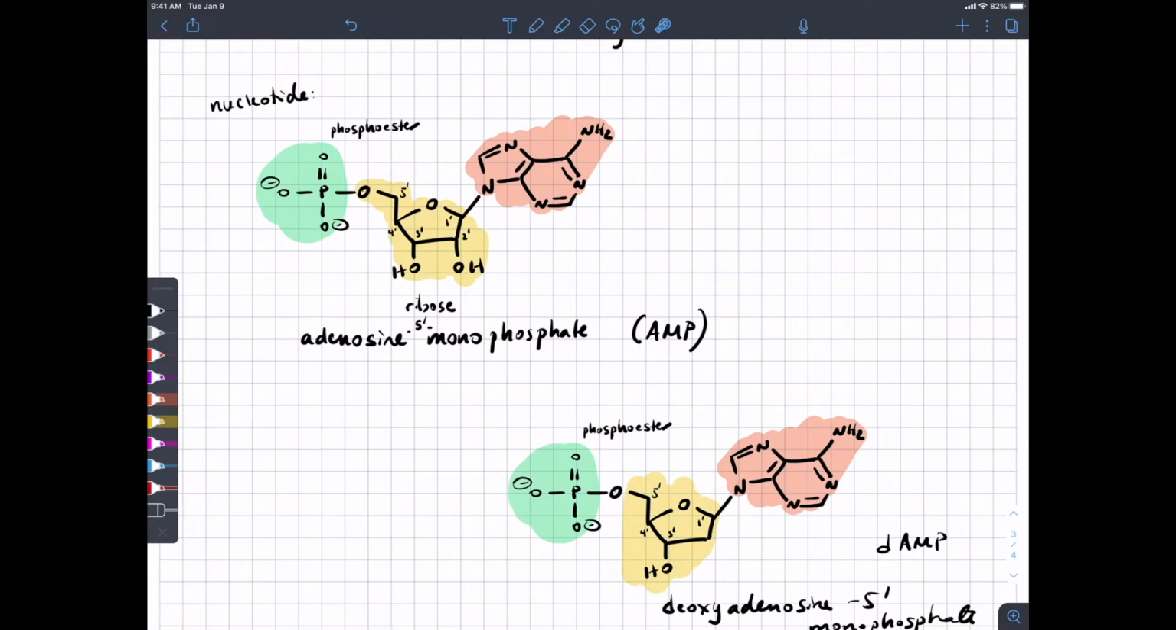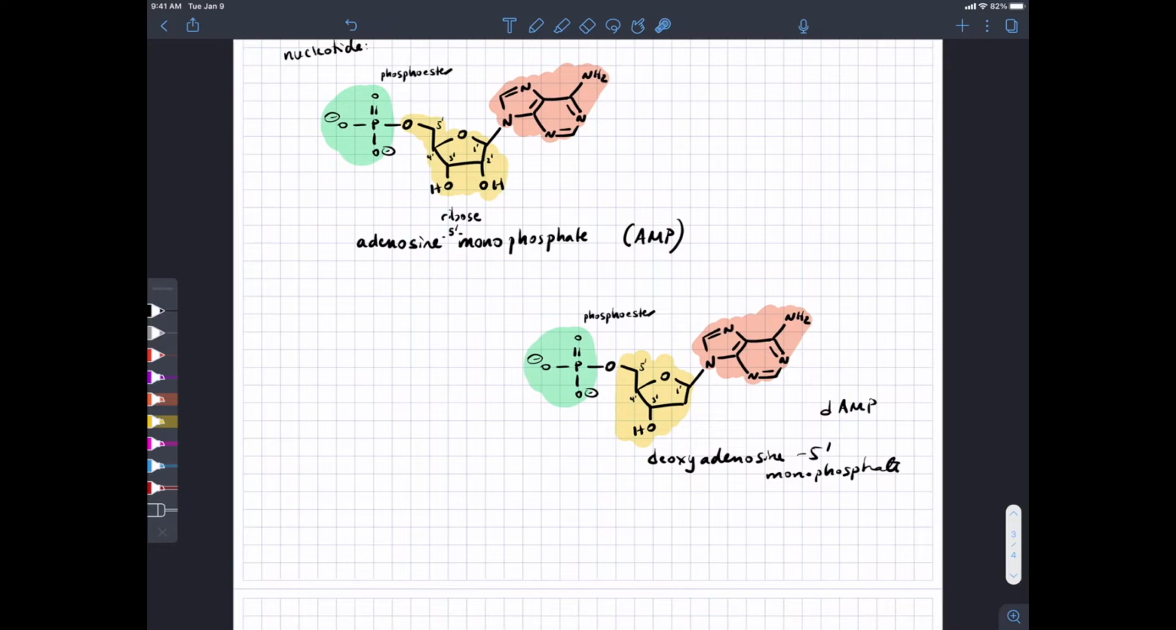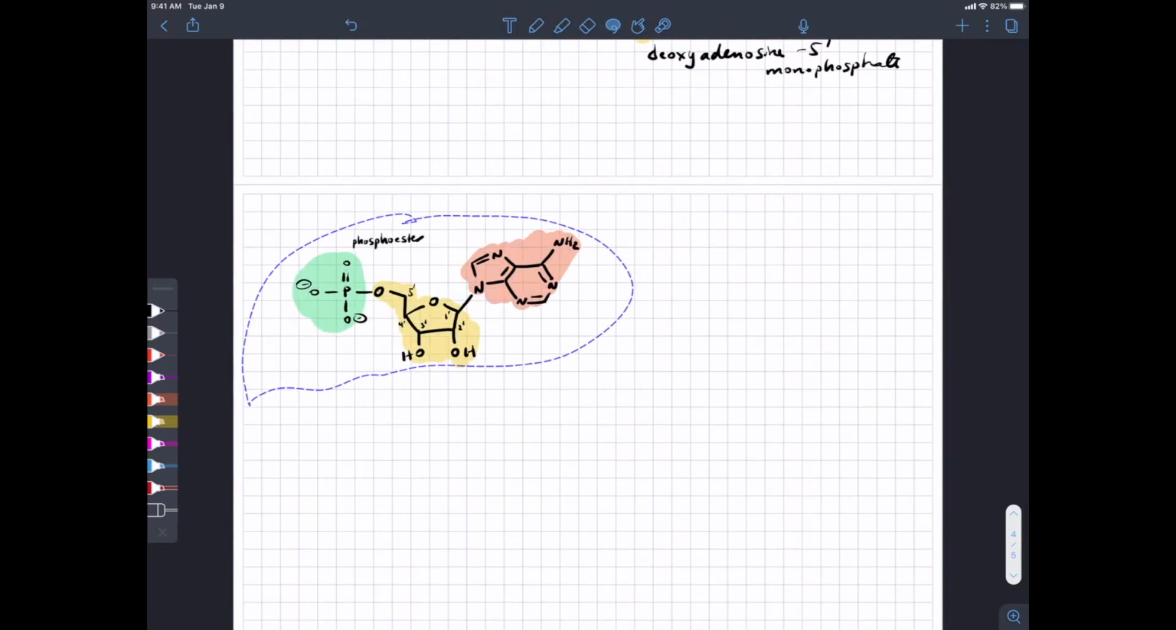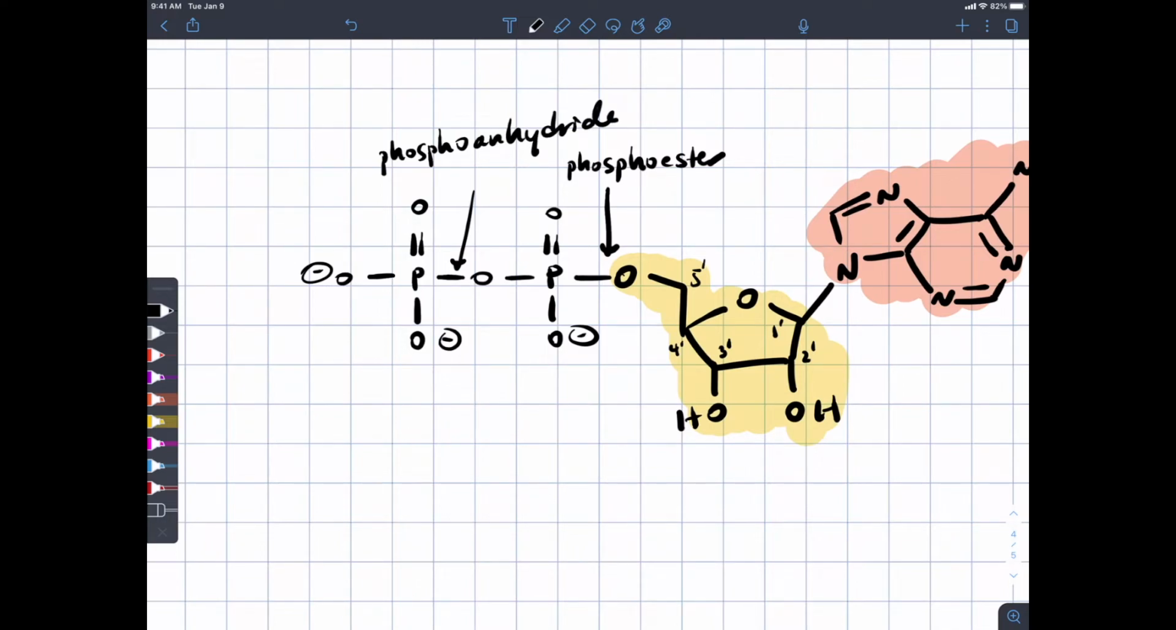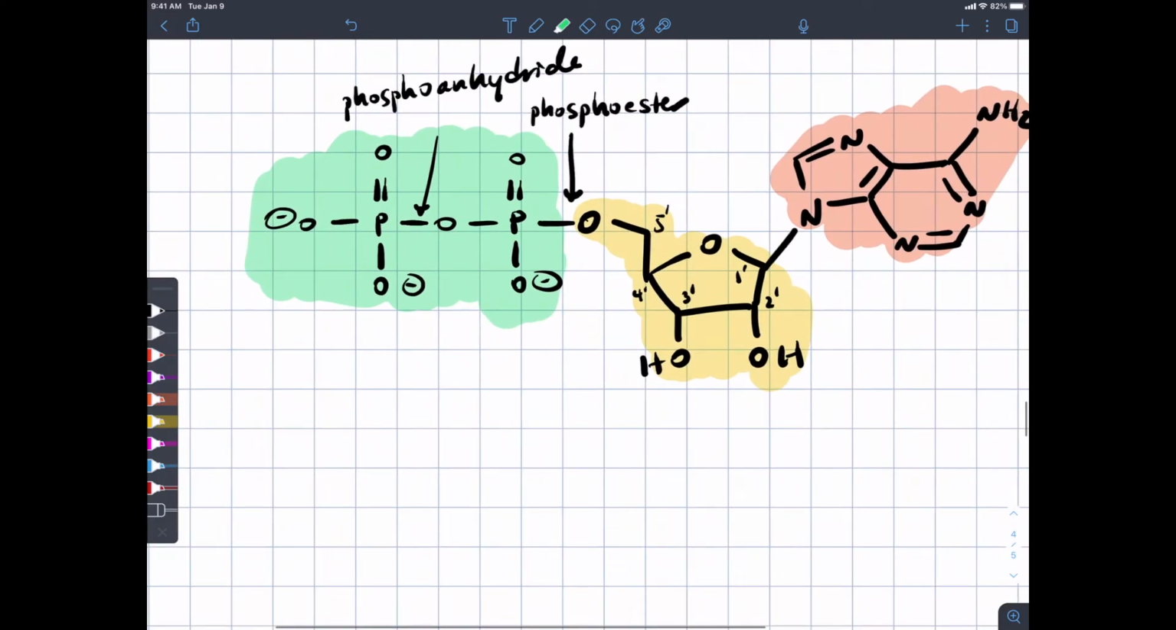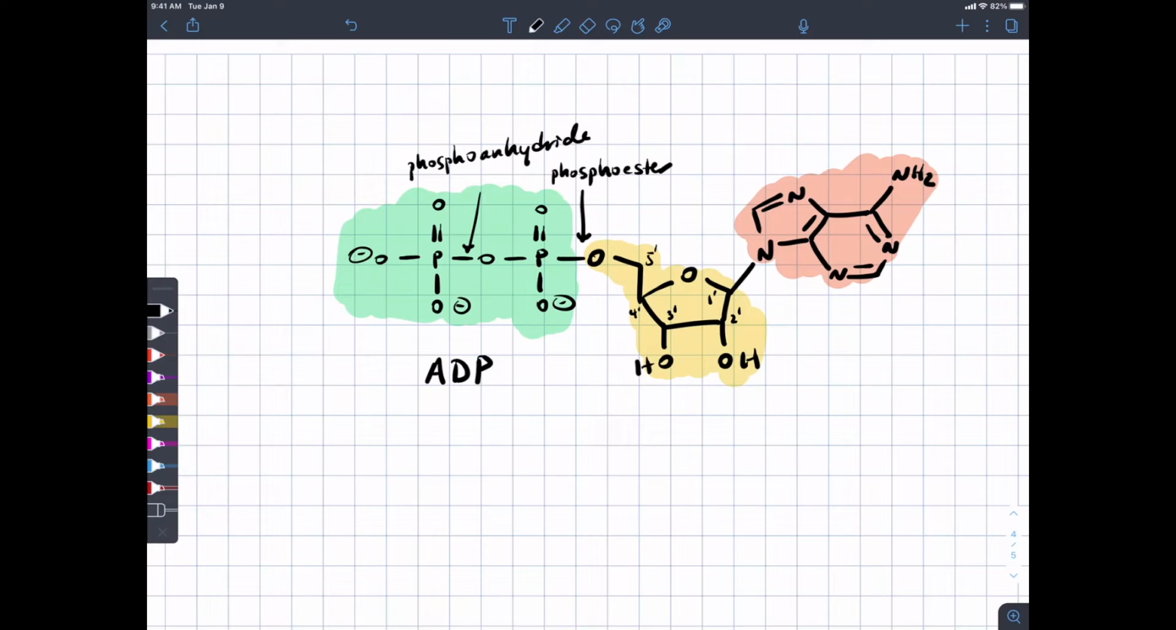Okay, and now that you have one phosphate group there, you can start to see how you could add additional ones. So let's take adenosine monophosphate, and let's add another phosphate group to it. Here's the phosphoester linkage. And then here is another linkage, though that linkage is not a phosphoester. In fact, that's a phosphoanhydride. And just like regular esters are more stable than regular anhydrides, so phosphoesters are more stable than phosphoanhydrides. And we would call this adenosine diphosphate, or ADP.